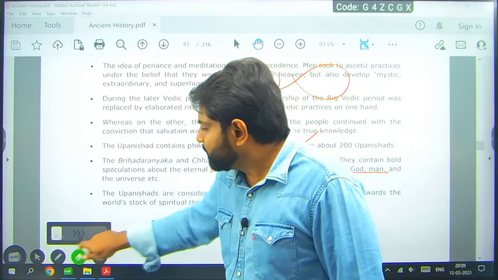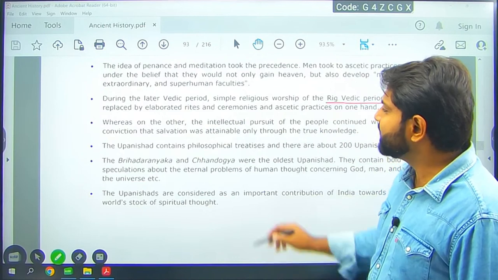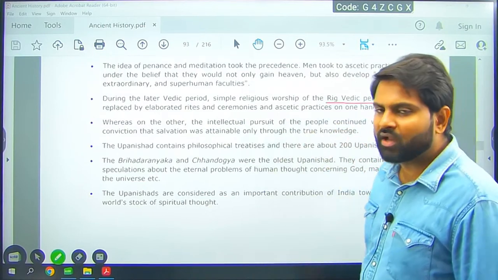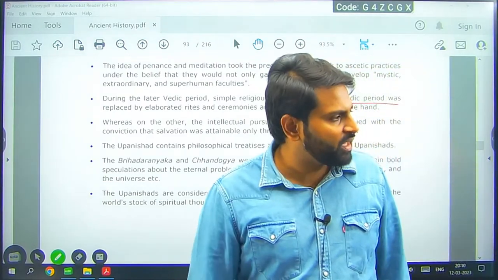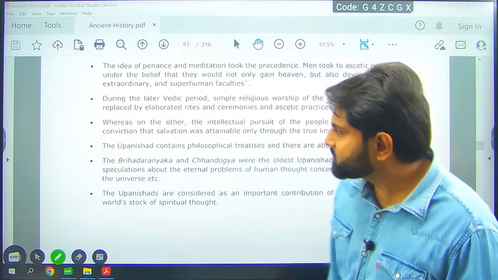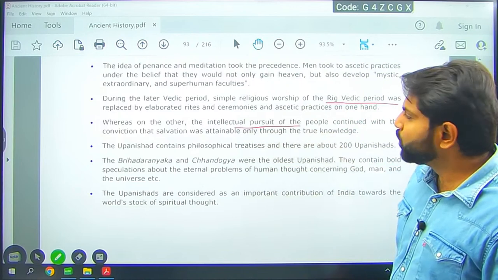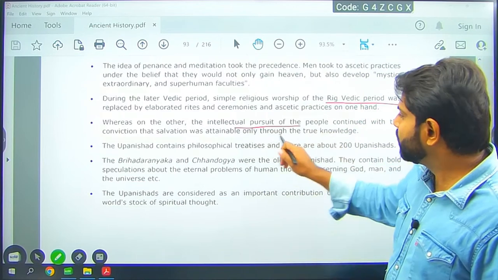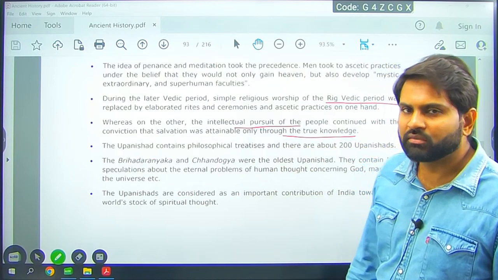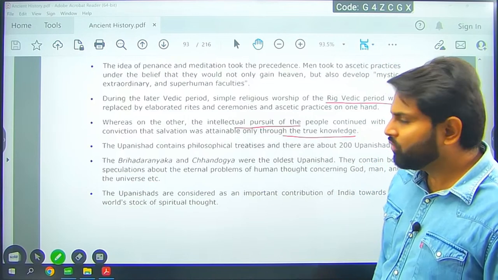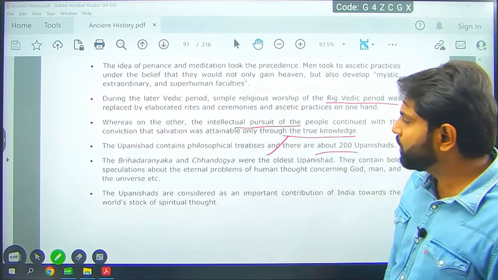During the later Vedic period, the religious worship of the Rig Vedic period was replaced by elaborate rites, ceremonies and ascetic practices on one hand. As we see, there is elaboration of rites and of rituals. Whereas the other intellectual pursuit of the people continued with the conviction that salvation was attainable only through true knowledge. Dharma, Artha, Kama, Moksha. With true knowledge you will get moksha, right? The salvation. The Upanishads contain philosophical treatises. There are about 200 Upanishads.